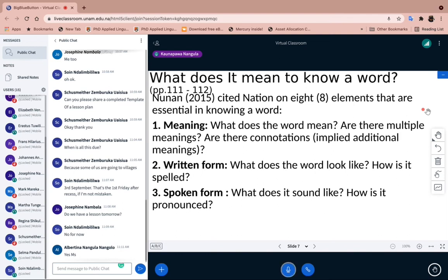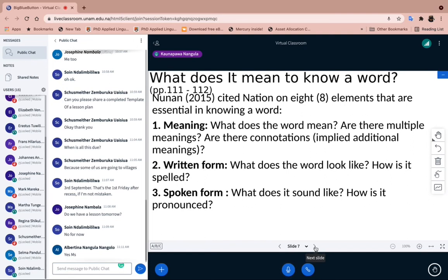Okay. And then the second element is the written form of that word. What does the word look like? How is the word spelled in writing? All right. Okay. And then spoken form. So what does the word sound like? And then how is the word pronounced? Do you understand? So that is the third element.